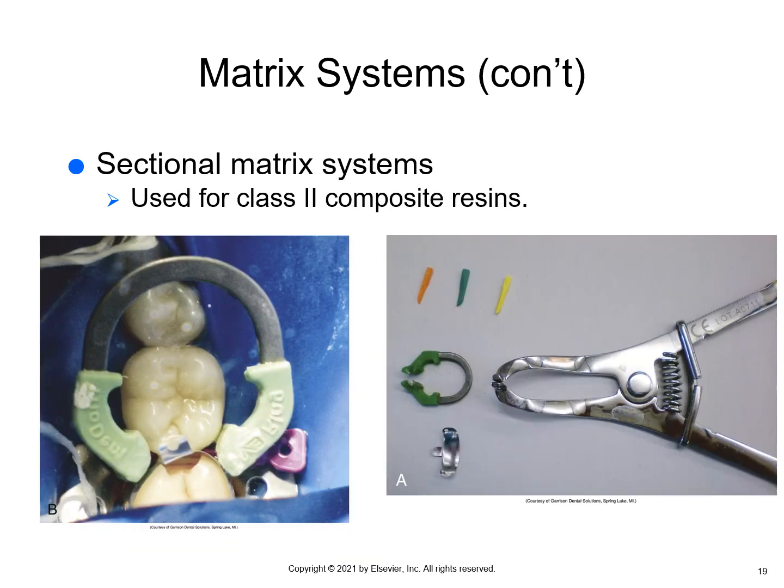Sectional matrix systems are typically used for class 2 composite resins. So this would be like an MO type composite. So we want to make sure that we don't allow that composite to again bond to the tooth next to it. We don't want to close off that contact area. We don't want an overhang. So we use these little clips, and the matrix band is silver. And again, you will get to see these up close and personal in our lab.